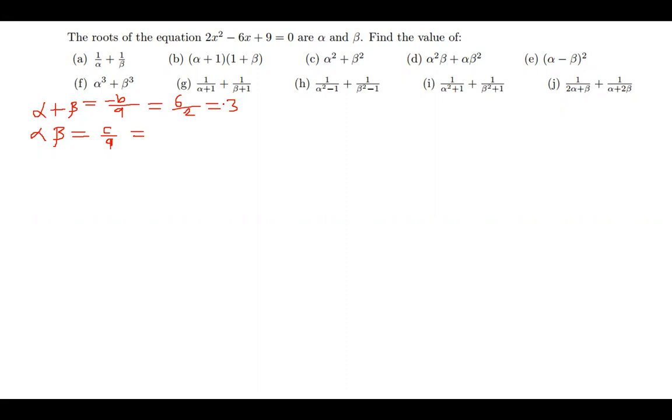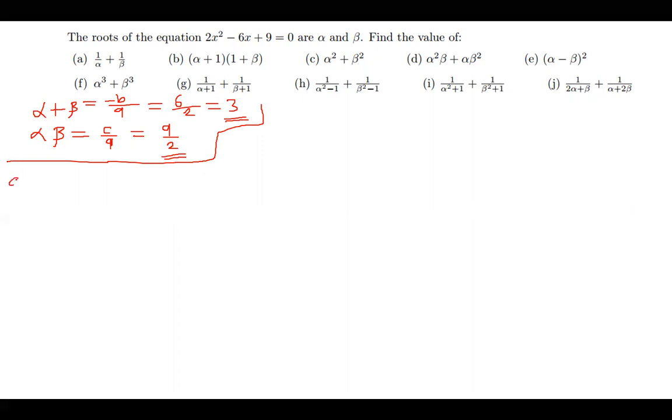And c over a will now be equal to 9 over 2. Then we'll quickly move on to solving the questions that we've been given. So this is alpha times beta, and this is alpha plus beta. So now we solve a.